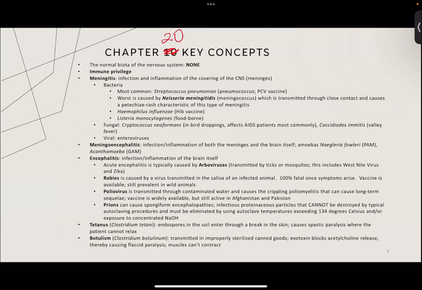All right. Anyways, so immune privilege, we talked about that. So moving on to meningitis, we know this is a syndrome, or what we call an anatomical syndrome, because it's being defined by the symptoms and signs that are associated with the disease and not necessarily by the cause.